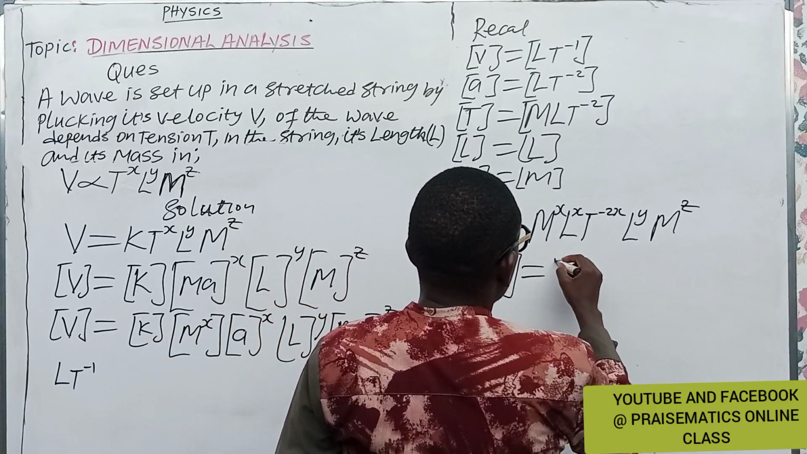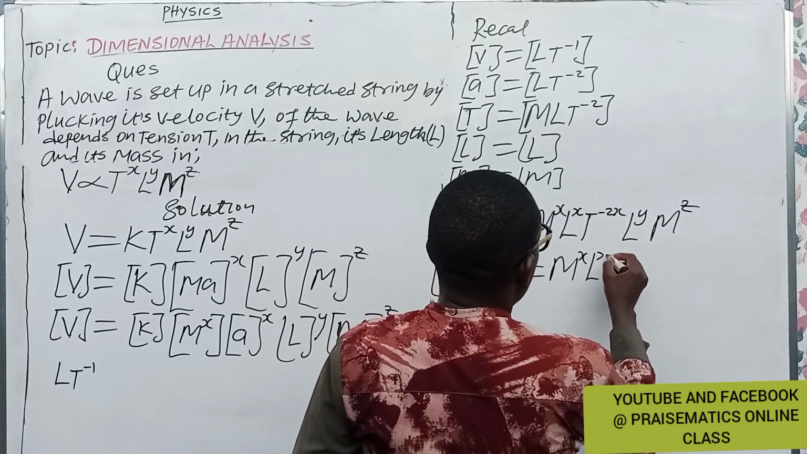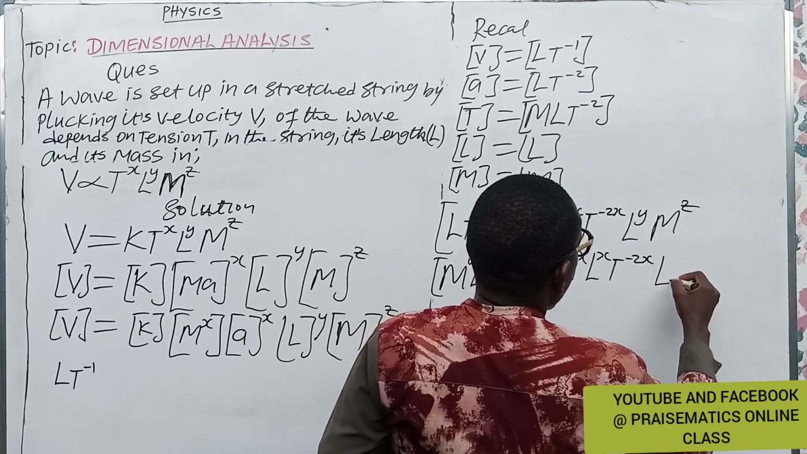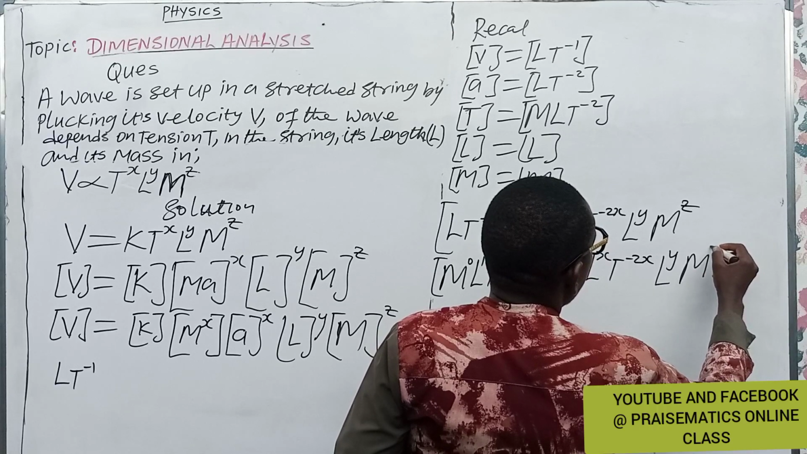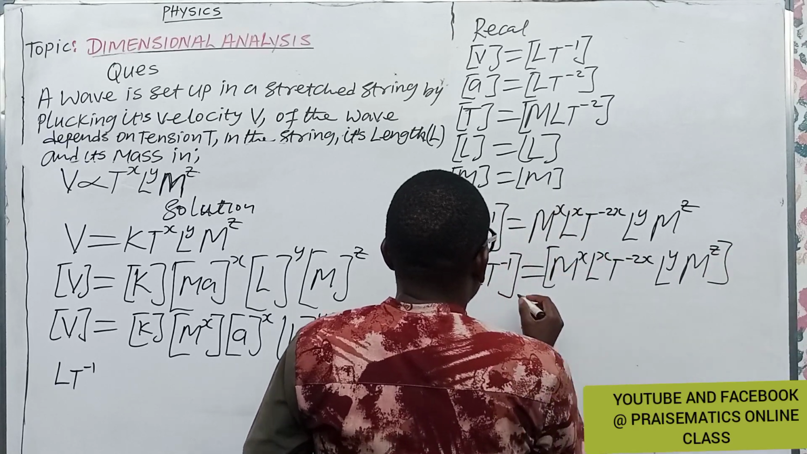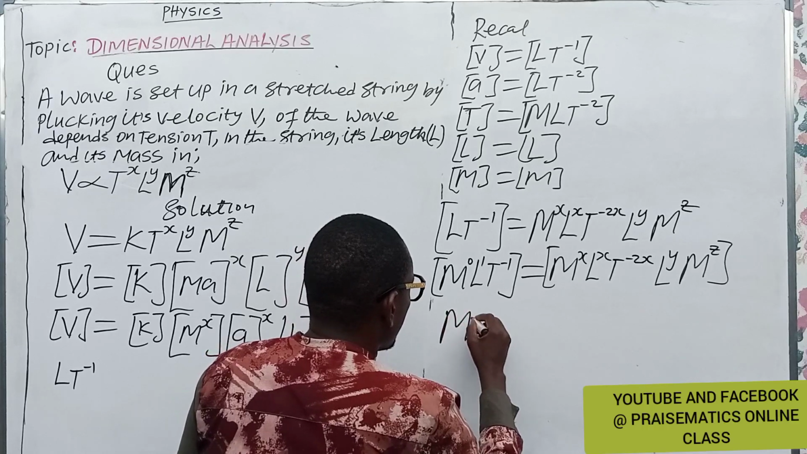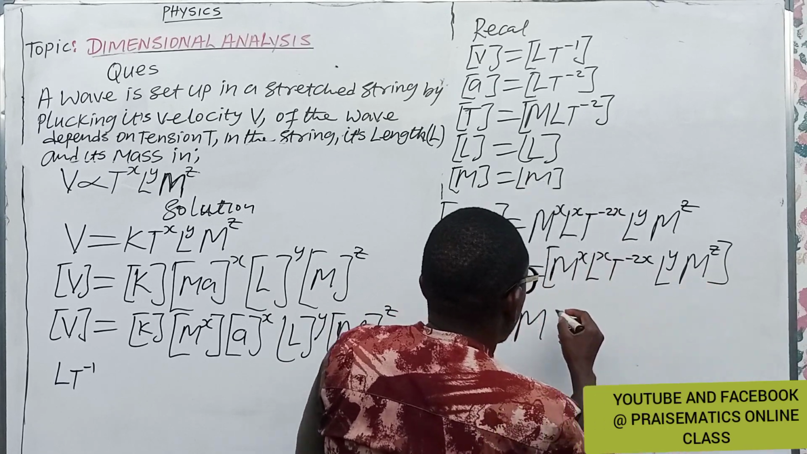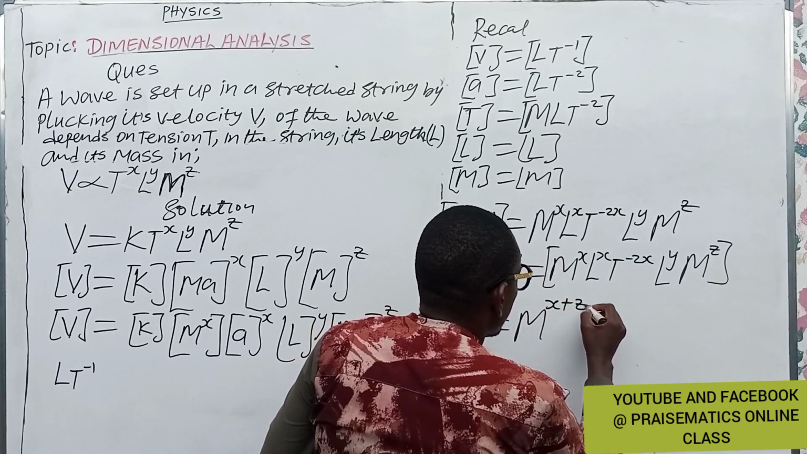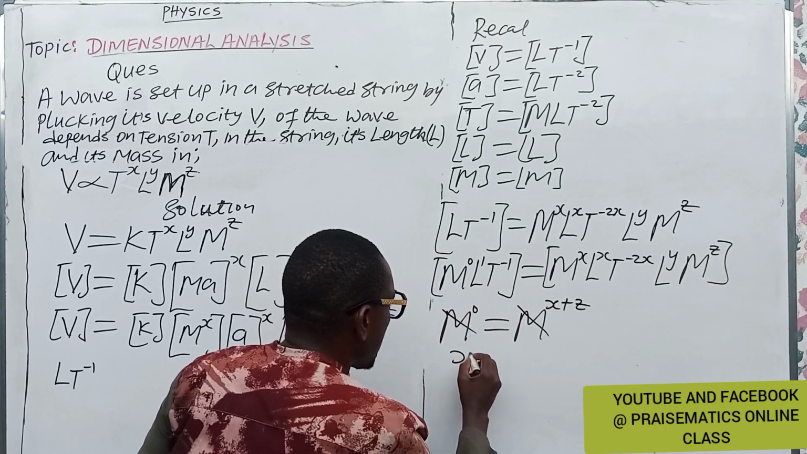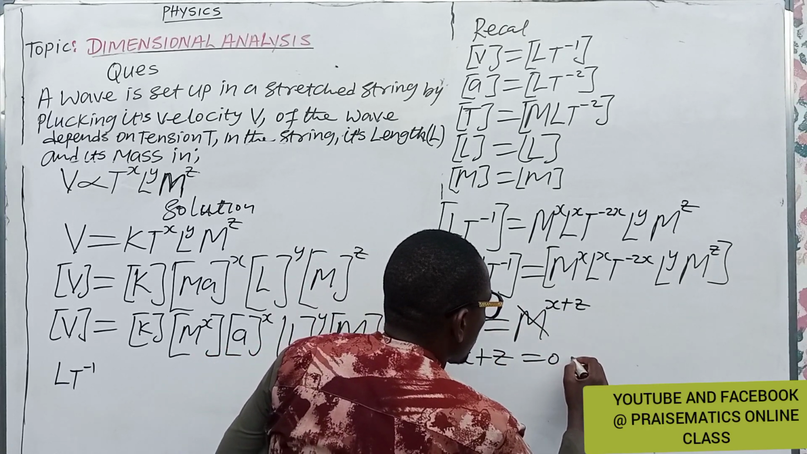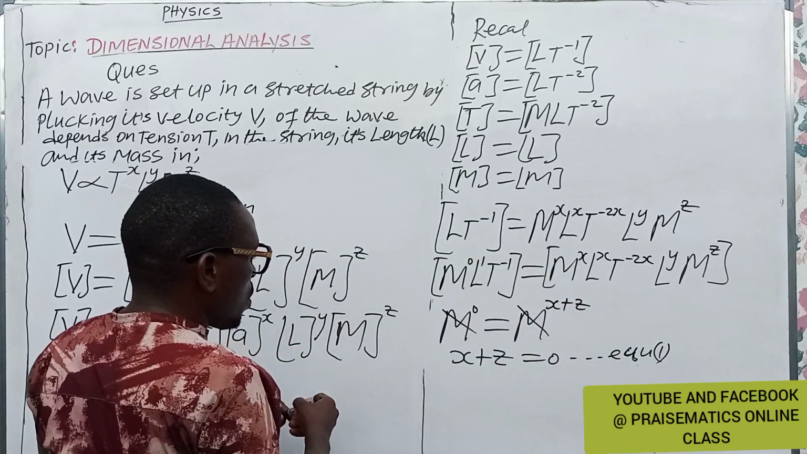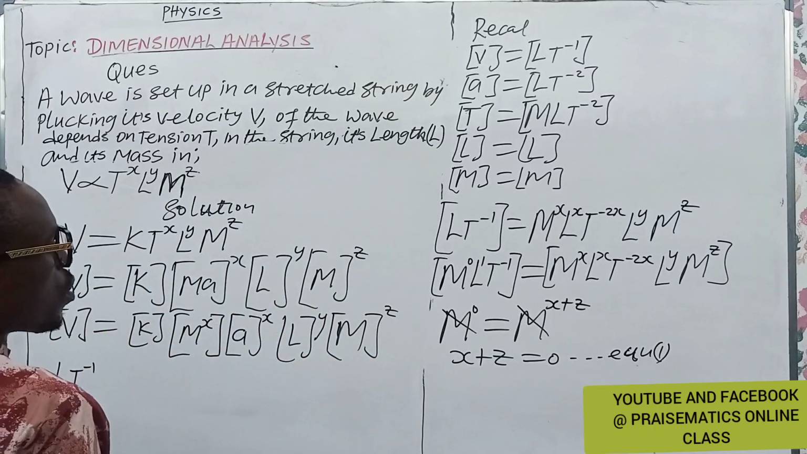This is now equal to M raised to power X, L to X, T to minus 2X, L to Y, M raised to power Z. Okay, now we pick mass to mass. So we have M raised to power 0 is equal to M mass, and the other mass, which is X plus Z. This will cancel this. We now have that X plus Z is equal to 0. Equation 1.